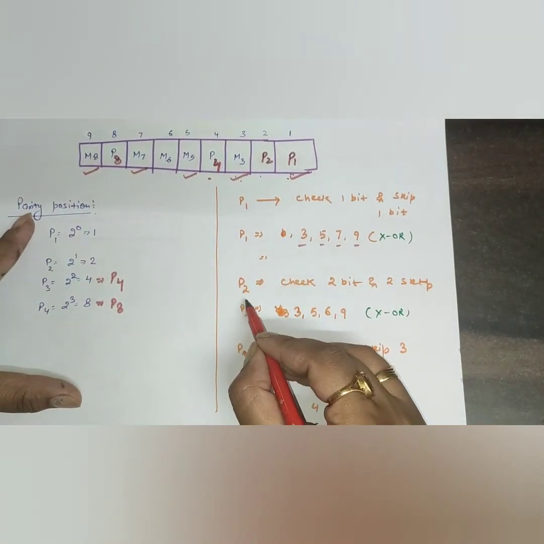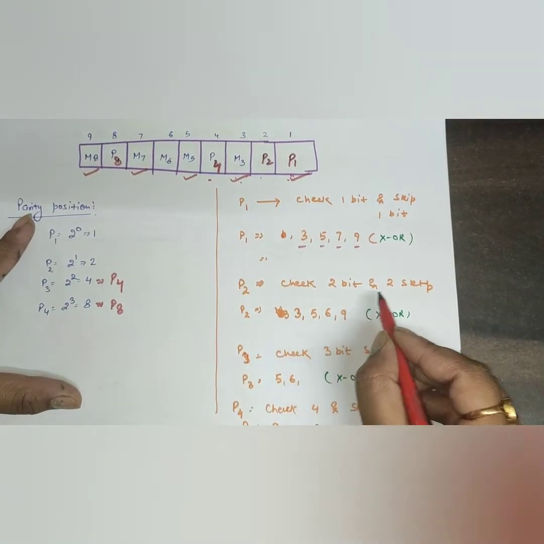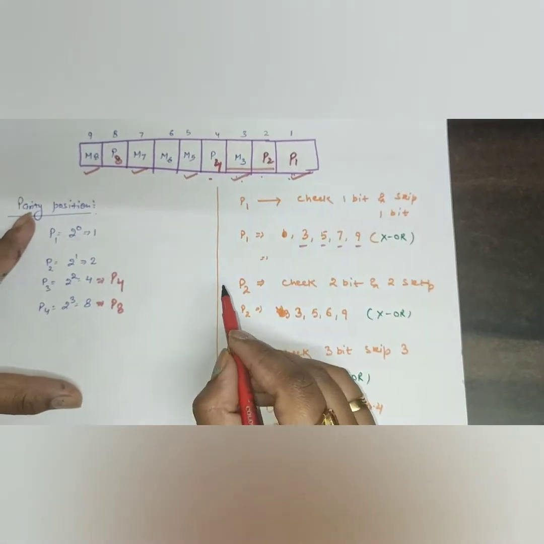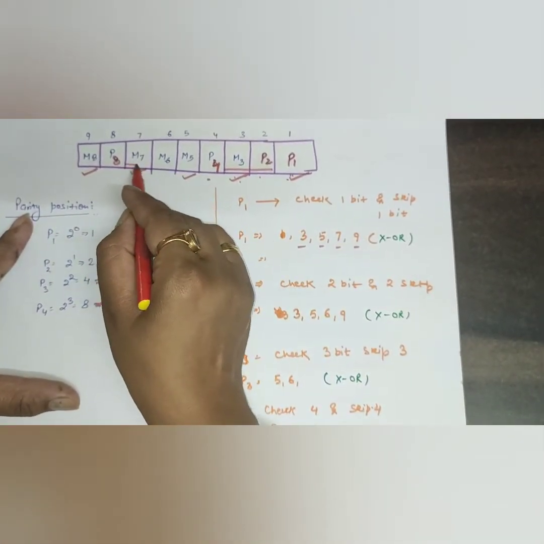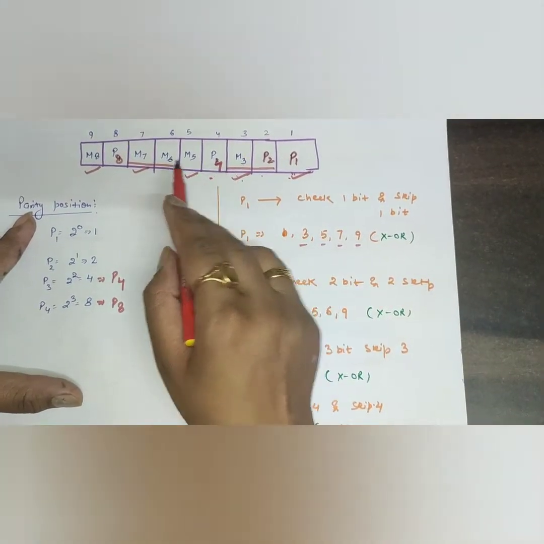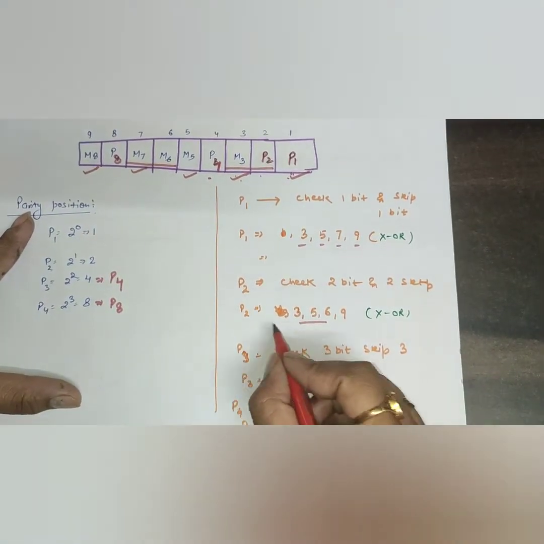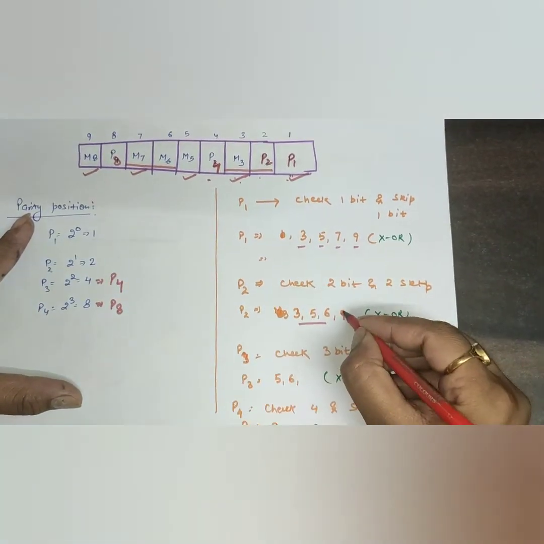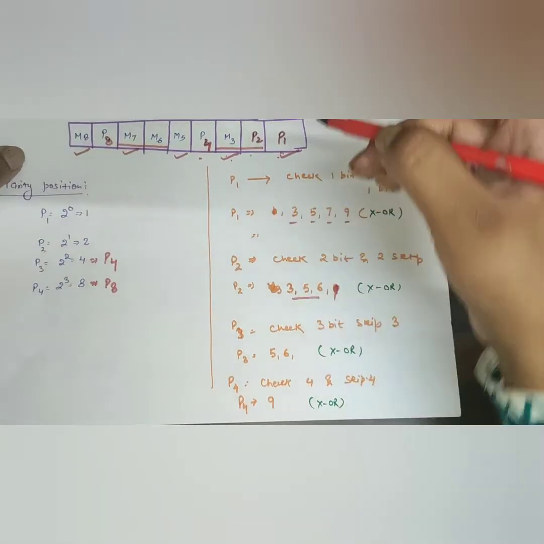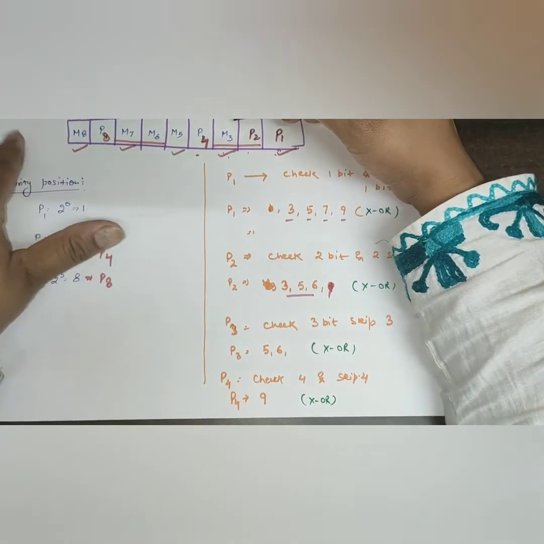Now P2 will check 2 bits and skip 2 bits. So P2 checks 2, 3, then skips 4, 5, checks 6, 7, then skips 8, 9. So here 3, 6 and 7, then 10, 11 cannot be there because there are only 9 bits. 2 bits will be 2, 3, skip 4, 5, then 6, 7, skip 8, 9, then 10, 11 would be there.